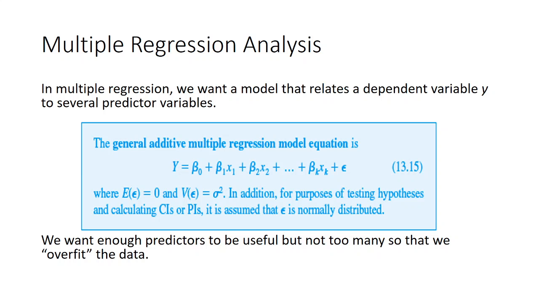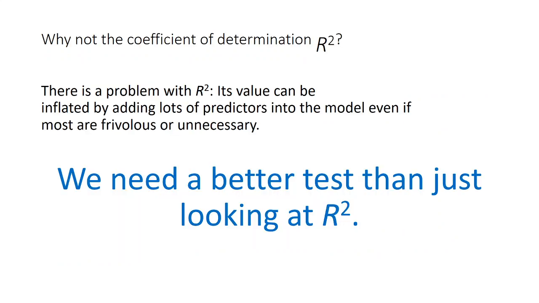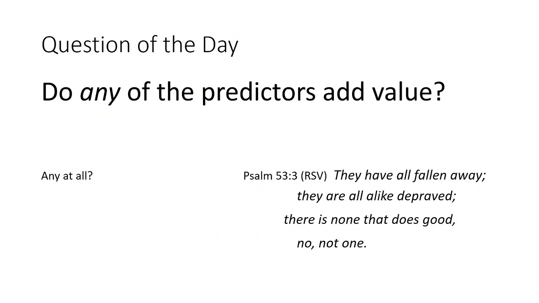We'd be taking in some things that are irrelevant and messing up our model. So first of all, the question is, why not the coefficient of determination, R-squared? If we have a high R-squared, then that's a pretty good model. But the problem is, you can inflate R-squared by just adding more and more predictors, even if most are frivolous or unnecessary. So we need a better test than just looking at R-squared.